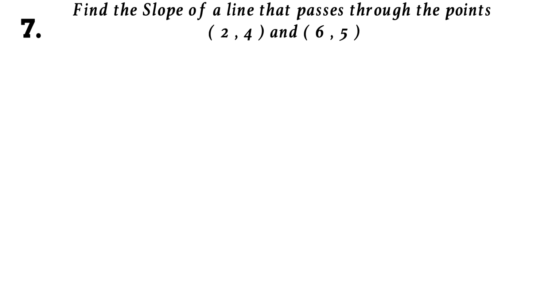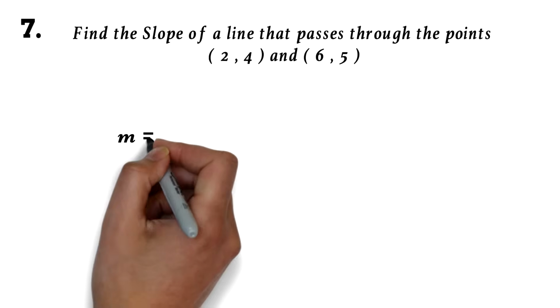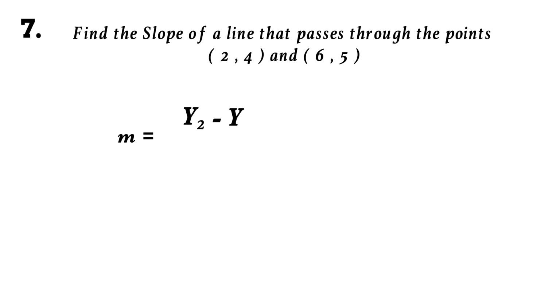Question 7. Find the slope of a line that passes through points (2, 4) and (6, 5). In question 1, we learned how to find the slope with the slope-intercept formula. Here, we will learn how to find the slope given 2 points. To find the slope of a line given 2 points, we will use the slope formula. m equals y2 minus y1 over x2 minus x1.